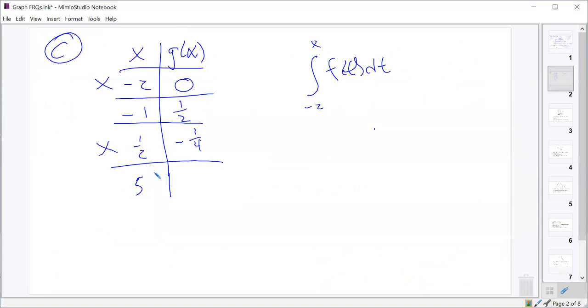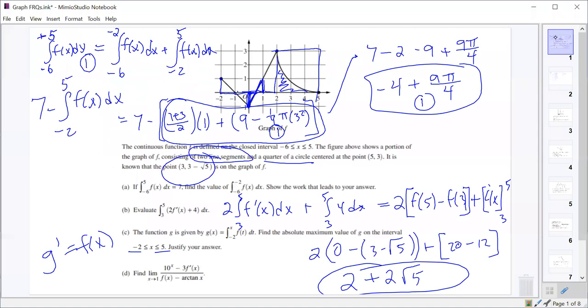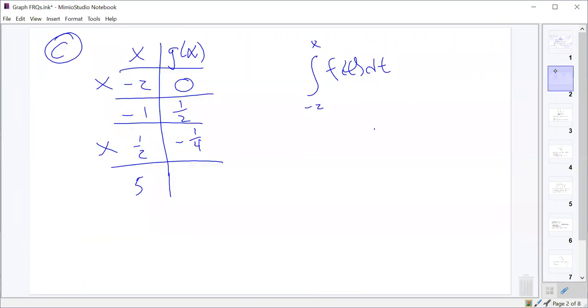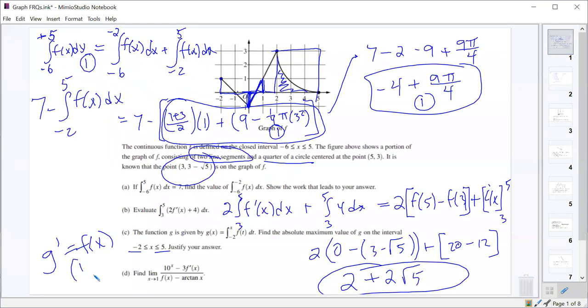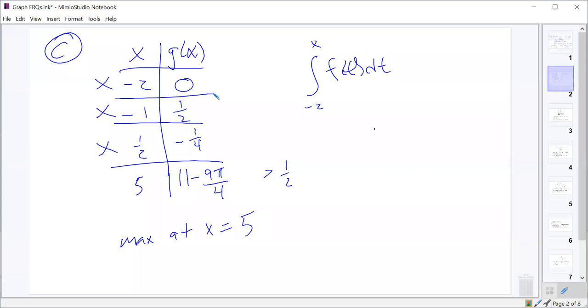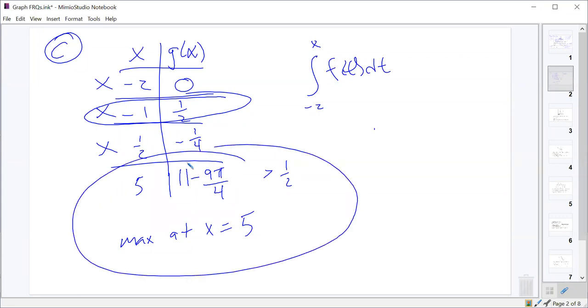And then for 5, we're looking for the integral from -2 to 5. Well, we already did that integral a little bit ago. This was 2 plus 9, 11 minus 9 pi over 4. And 11 minus 9 pi over 4, we ought to easily be able to tell that that is greater than 1/2. So we don't have a max there either. We have a max at x equals 5. And that was worth 3 points. 1 for showing this, 1 for identifying that -1 was a potential value, and 1 for determining that the value at x equals 5 was the actual value. Any questions there on part C?